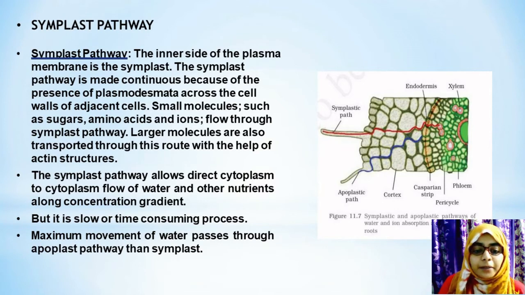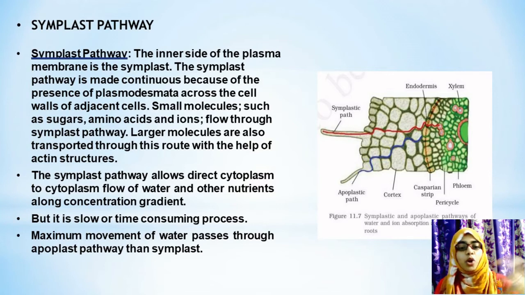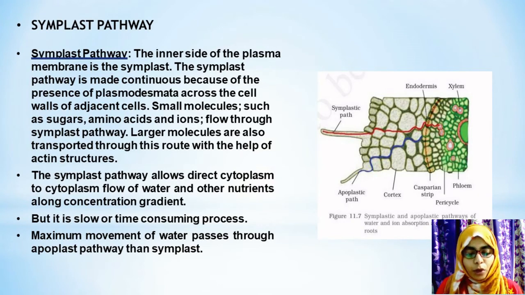Okay. And amino acids, sugars and flow of ions can be easily done through this symplast pathway. Symplast pathway allows direct cytoplasm to cytoplasm flow of water and nutrients along the concentration gradient. But it is a very time consuming process. As I told you, it has to reach all the molecules present inside the cell. Maximum movement of water molecule is through the apoplast pathway because it is going through the cell plasma membrane and it is a very fast process.